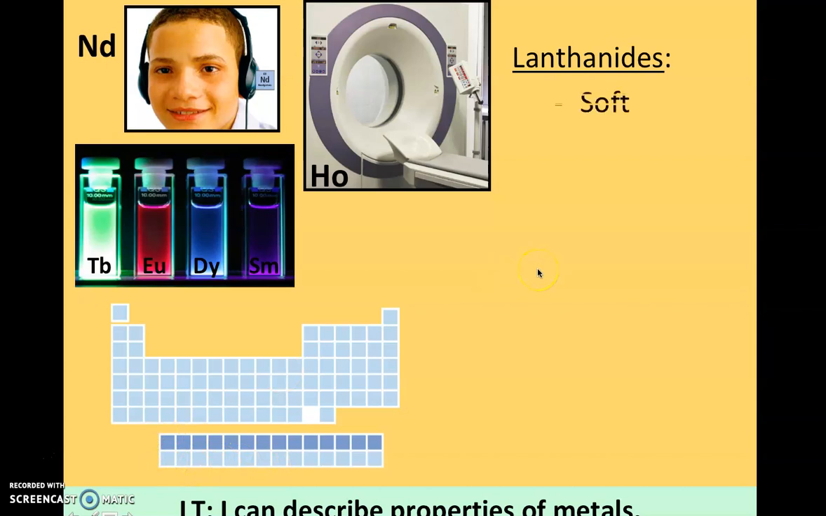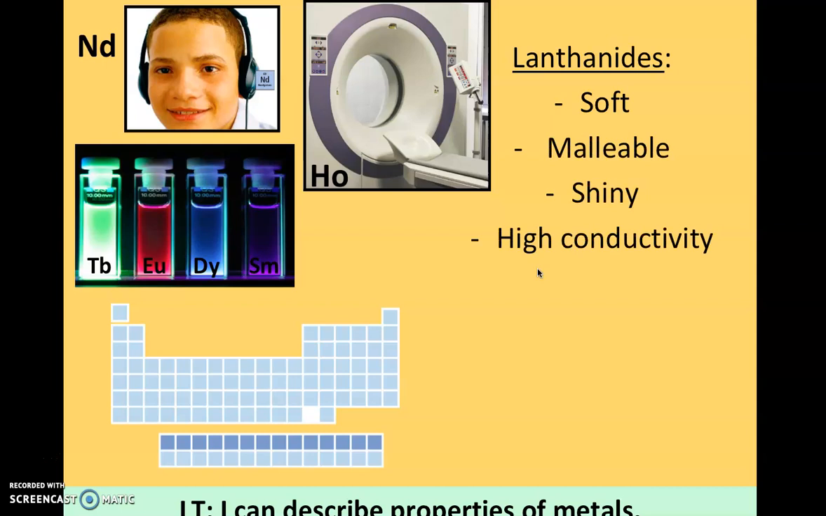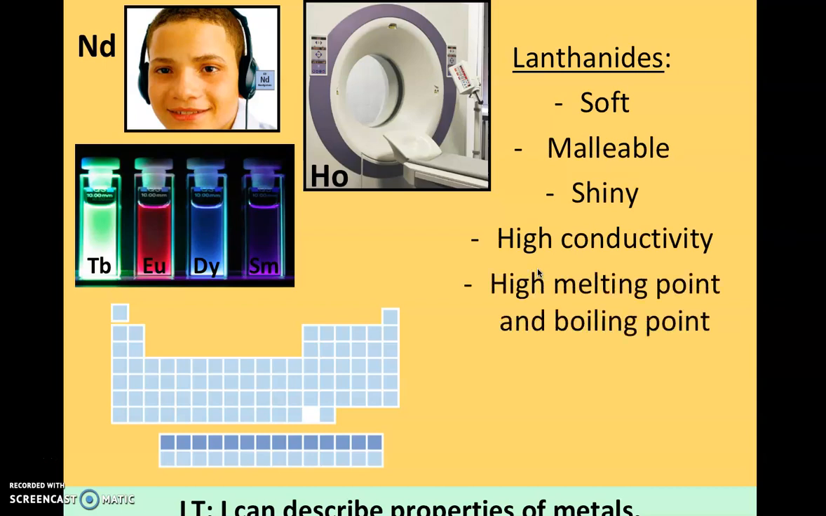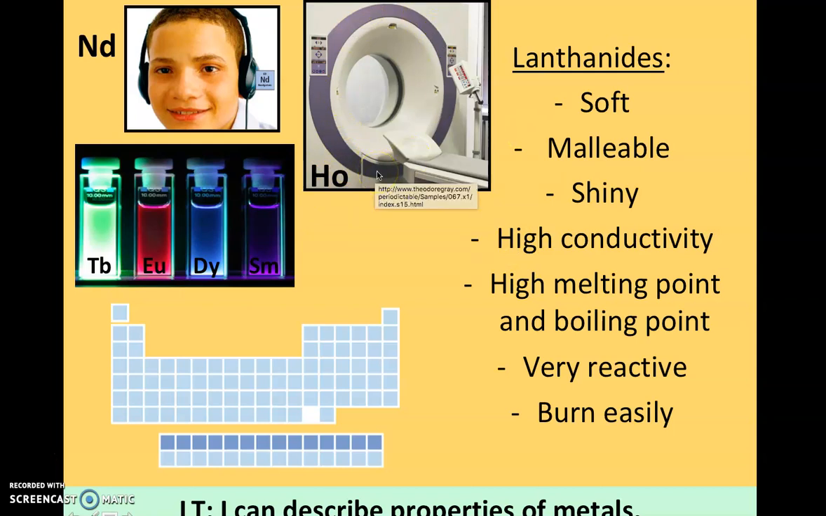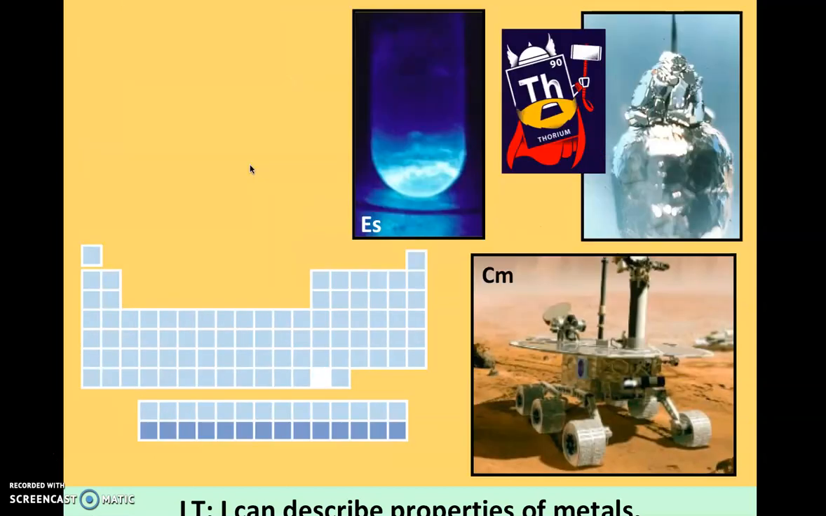So the lanthanides are going to include some things that you may be familiar with, but these are some properties specifically about lanthanides. They're going to usually be fairly soft and malleable. They are shiny like other metals and have good conductivity. They are very reactive and they burn easily. Holmium is one example that's used in machinery at hospitals like MRI machines. Neodymium is something that you're probably familiar with. Neodymium is a really strong magnet, so it's going to be used in speakers and headphones.